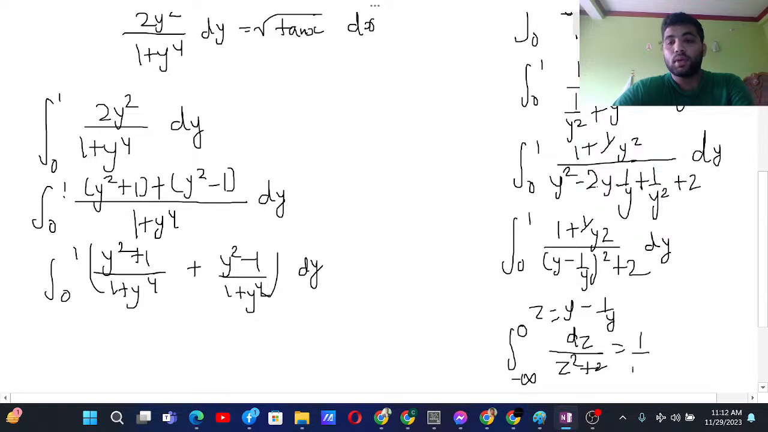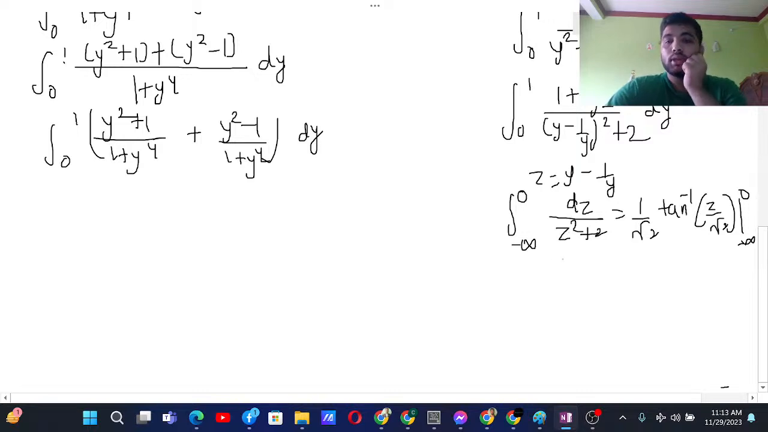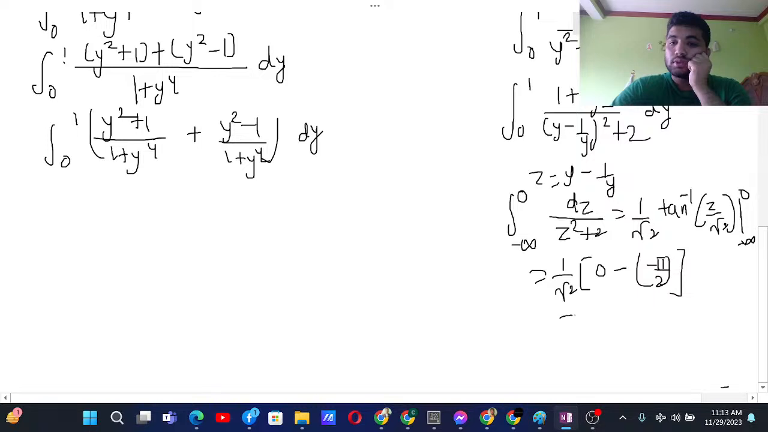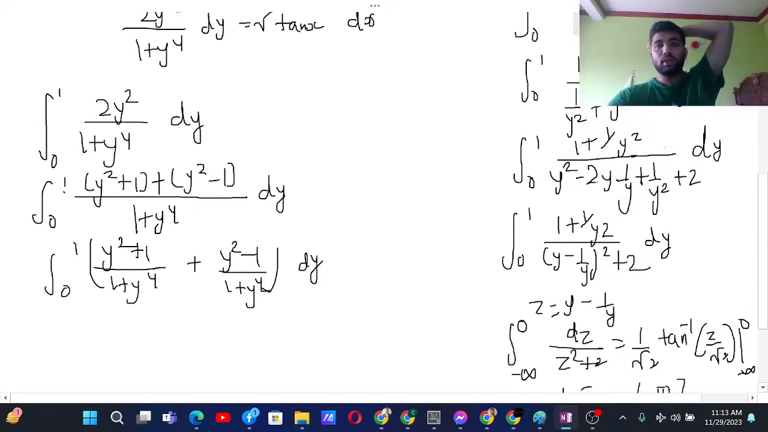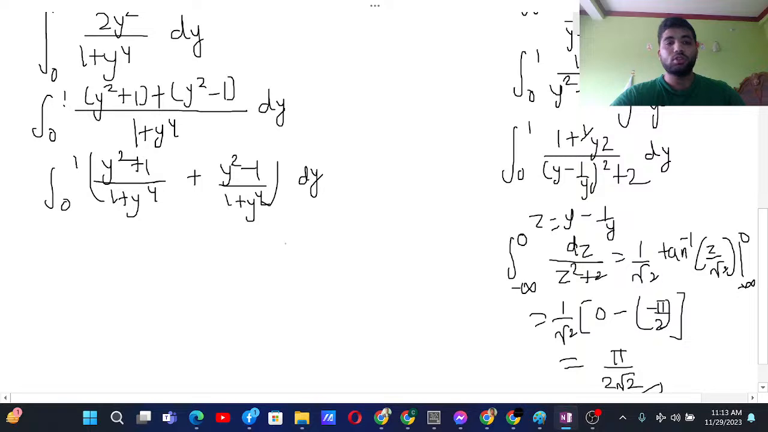So that's 1 by root 2 tan inverse g by root 2 from minus infinity to 0. That will be 1 by root 2, tan inverse 0 is 0, minus tan inverse minus infinity, which is minus pi by 2. So this is actually pi by 2 root 2. Now the other one is also similar, except that we will have a minus over here and a plus over here. Let me just do it short.